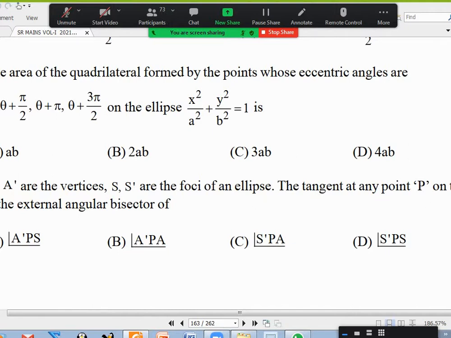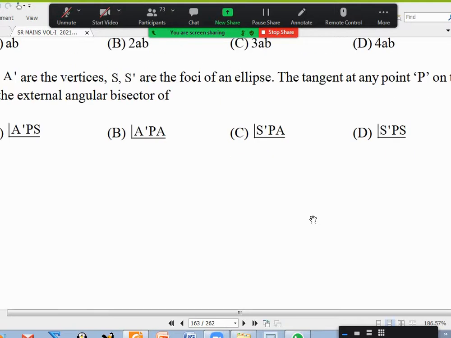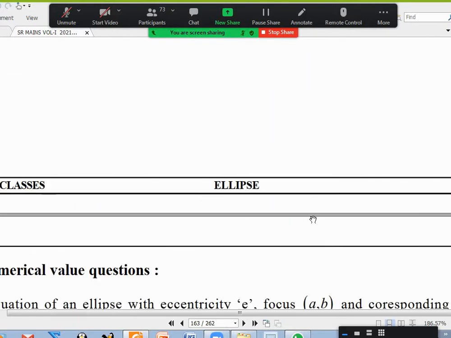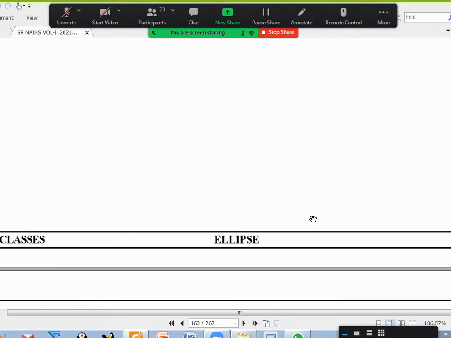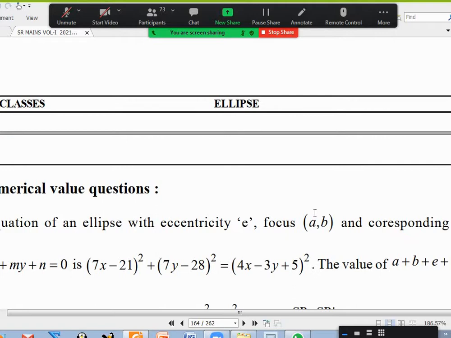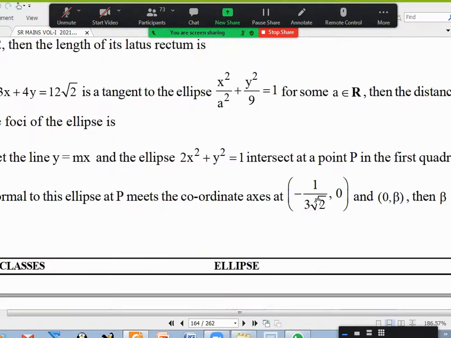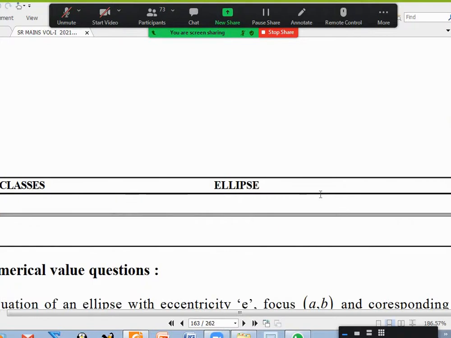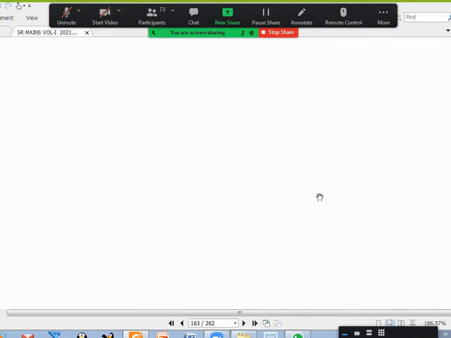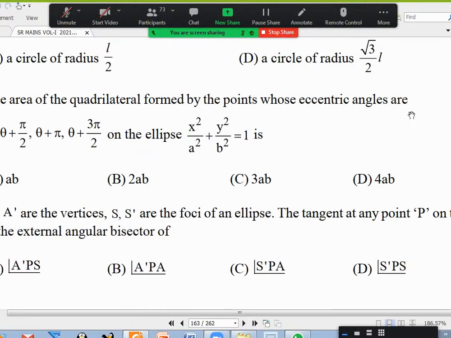95 is theory only. We know tangent and normal bisect the angle between the two focal rays. That's it. Everybody done with single answer questions? Yes, sir. And numerical, how many are there? 12 are there. If somebody has doubts in numerical, we'll discuss tomorrow. At least this I discussed. So let us continue at least something in advanced material today.